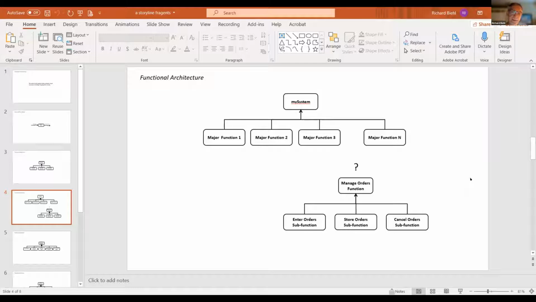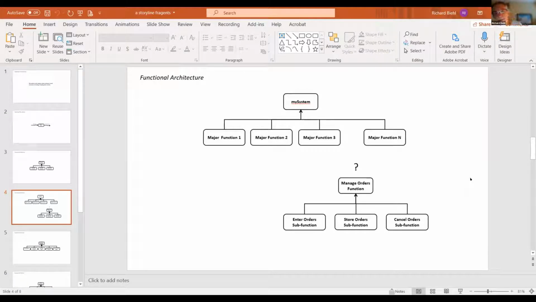I like to urge people, when you're thinking about your major functions, think about having a functional manual, a user's guide for your system. Okay, your major functions are the chapters. So what are the chapters of your functional overview of the system? A description of your system is going to list out major functions.